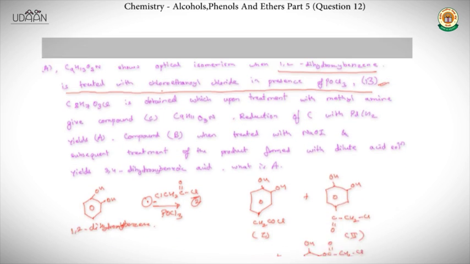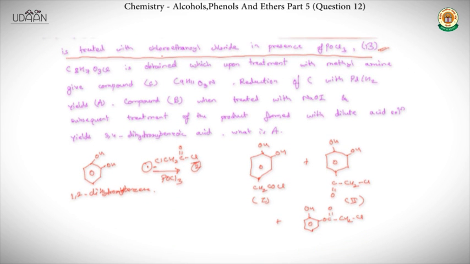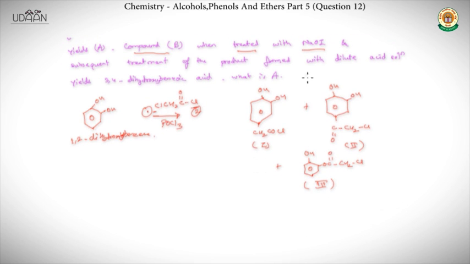Now let us see what is there in the question. Now we are given that C8H7O3Cl is obtained, which upon treatment with methylamine gives a compound C, which is C9H11O3. Now reduction of C with Pd/H2 yields A, and compound B, whatever it may be, 1, 2 or 3, when it's treated with NaOI and subsequent treatment is done with dilute acid solution, yields 3,4-dihydroxybenzoic acid. We need to find A.